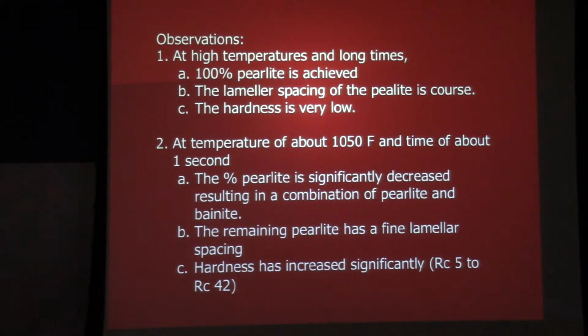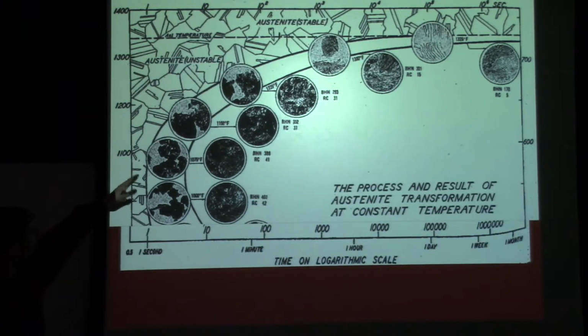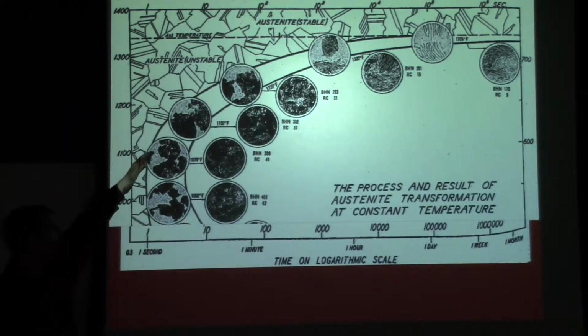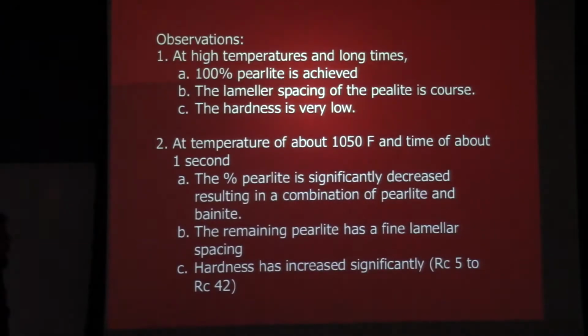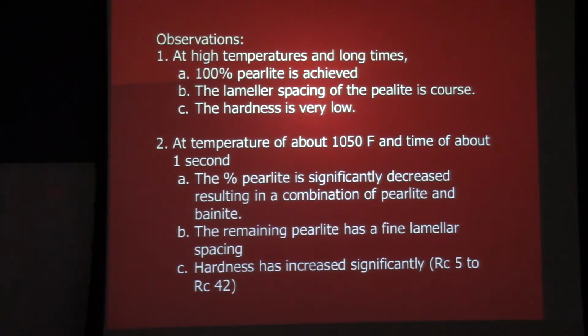At temperatures of about 1050, so now we're back to this position here, about 1050. This is kind of what we would call the nose of this big curve. So when you're at the peak or the nose of the curve, at that temperature and about 1 second, your perlite, you still have it, but the amount is decreased quite a bit. And so we have a combination now of perlite and bainite.